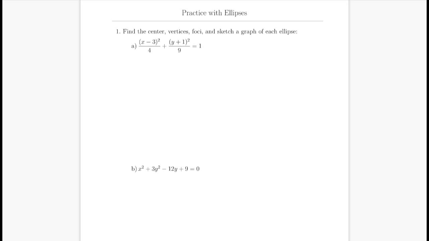In this video I'm going to do some problems involving ellipses, so graphing ellipses, finding center, vertices, foci, stuff like that. And what I did is I put 4 examples into a worksheet, and the link to that worksheet will be in the description below.